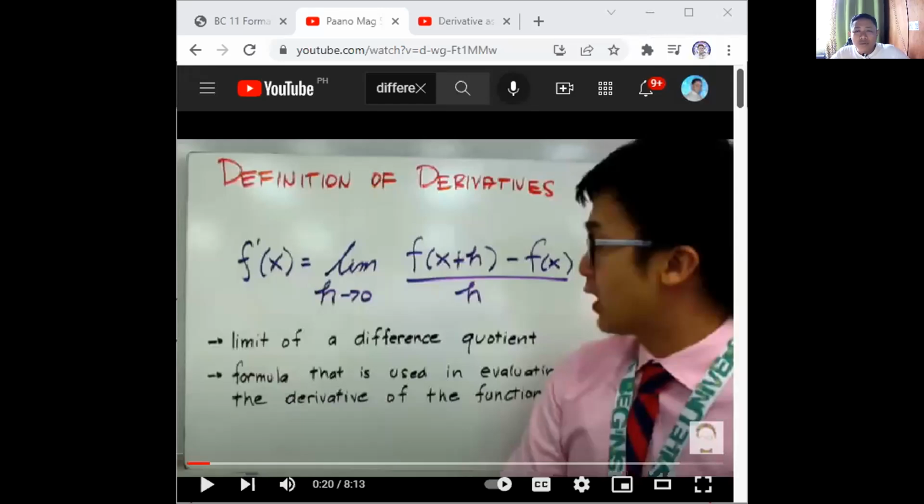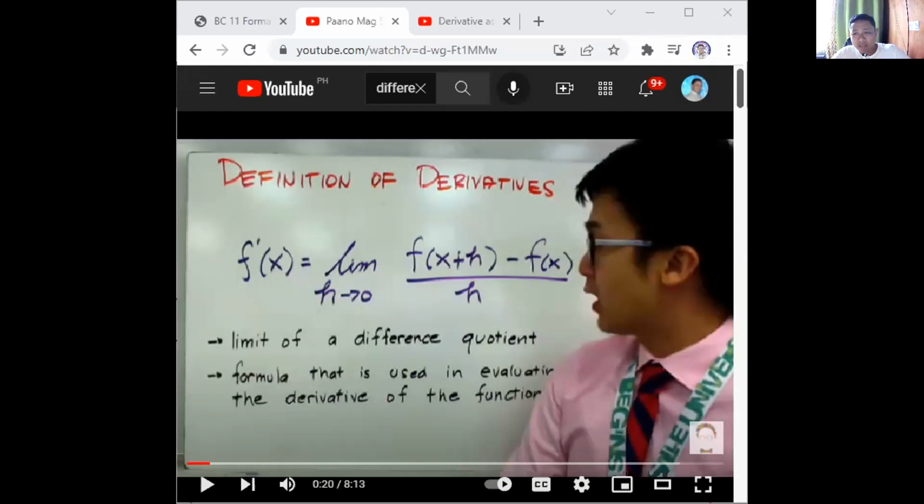Okay. So focusing on this video, today we will be learning derivatives. And previously, last week, we learned something about limits. Now we will see the connection of limits to derivatives. Please take note that the concept of derivatives originated from the concept of limits. And this is presented through this video.